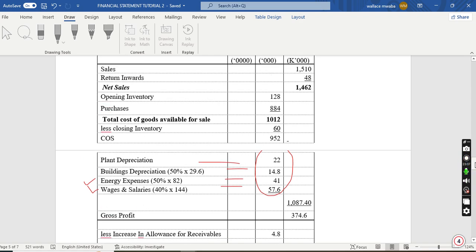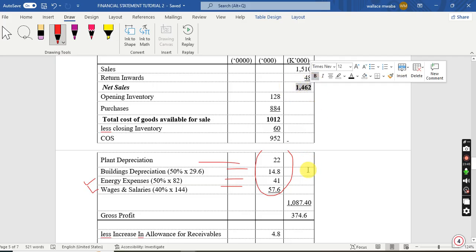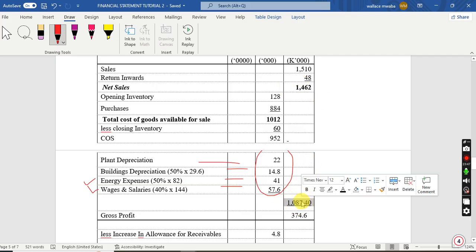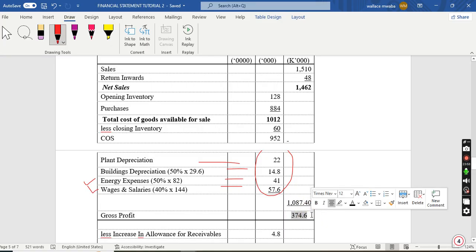Yes. All right. So we now tabulate our gross profit: sales minus cost of sales. So 1462 minus 1087.4, we get 374.6. Any questions?